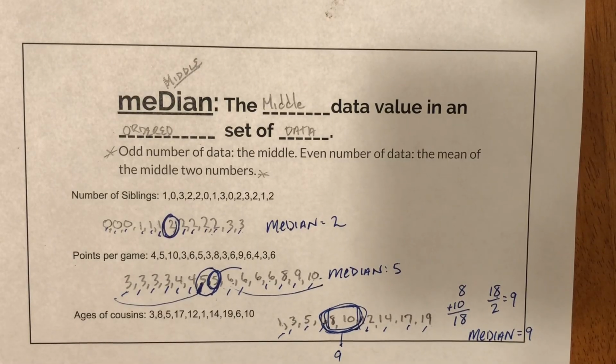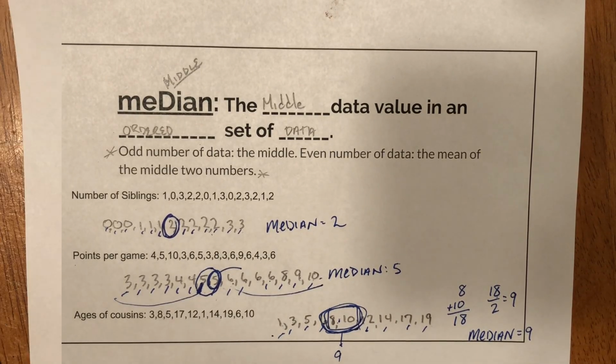Now the median, as you can see, does not have to be one of the data values. It is the number, though, that right here, half the data is less than and half the data is greater than. So we have the median, the middle number in an ordered set of data, and then the mode, the data value that occurs most often.